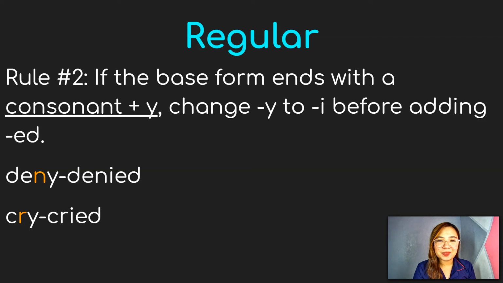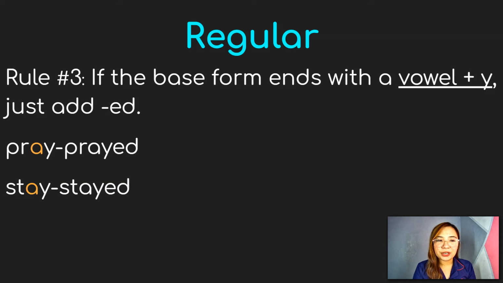For our rule number 3, if the base form ends with a vowel plus a Y, you just need to add ED. For example, we have here pray to prayed and stay to stayed.